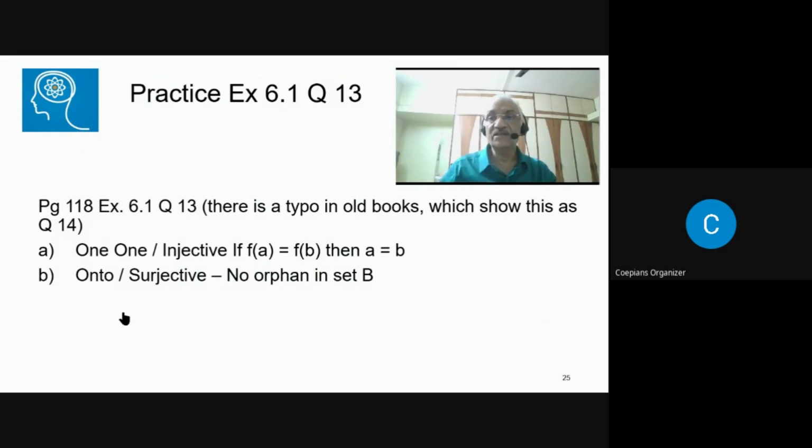The function is called onto or surjective if there is no orphan in set B. That means every member of set B or every member of codomain has a pre-image in set A. Then it is called onto or surjective. So in this light, let's try to solve this particular question.